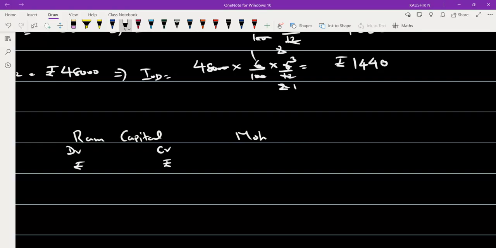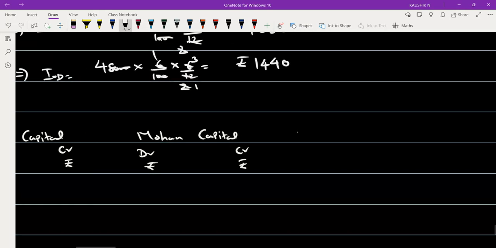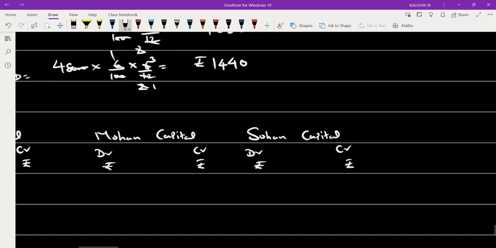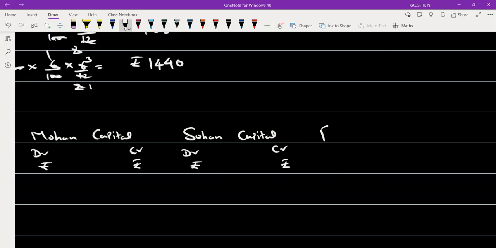Mohan capital, debit and credit. And then Sohan Capital, debit, credit. And finally firm's account, debit and credit.